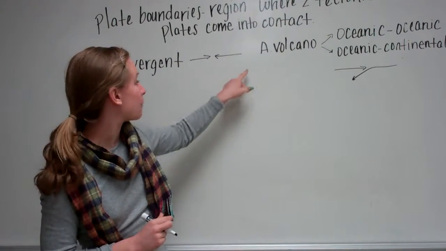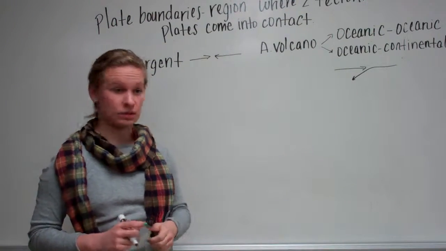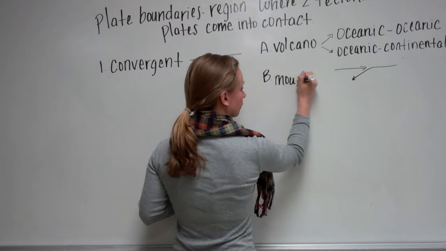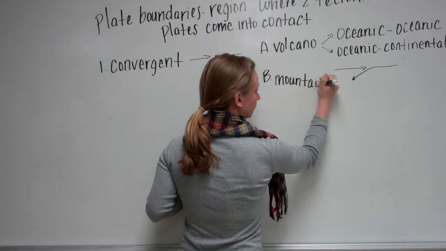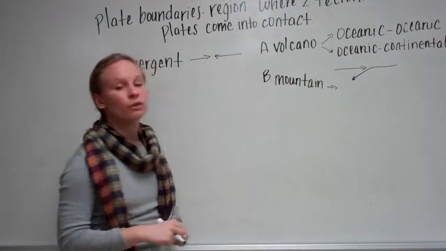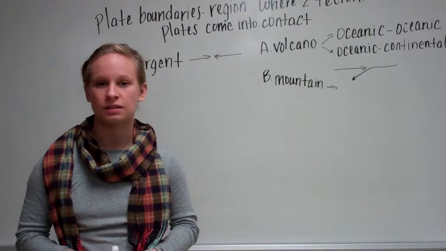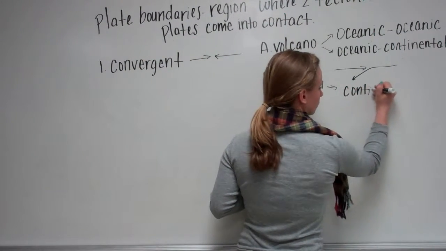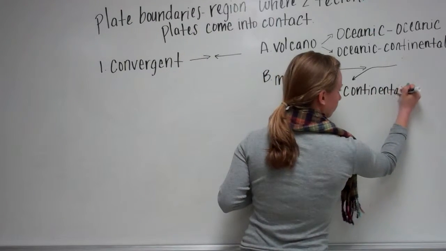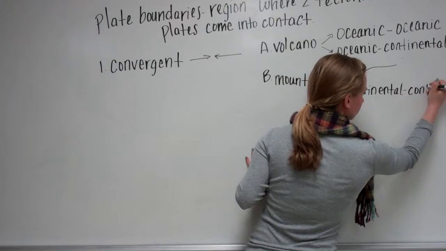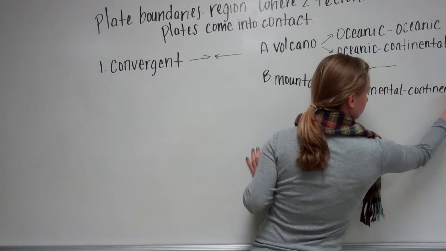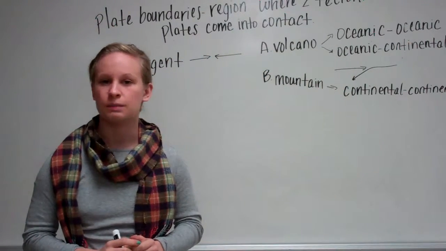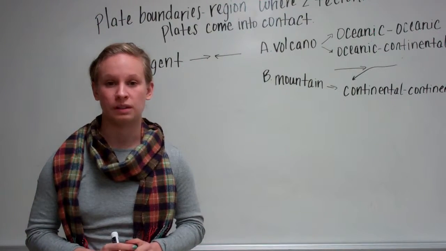The second thing we can have happening at a convergent plate boundary is a mountain. So, we'll write this down. And we will have a mountain form when we have two continental plates coming into contact with one another. So that will be when we have. And the reason we end up with a mountain is because our two continental plates are of the same density. So we're not going to have one plate being pushed beneath the surface of the other.